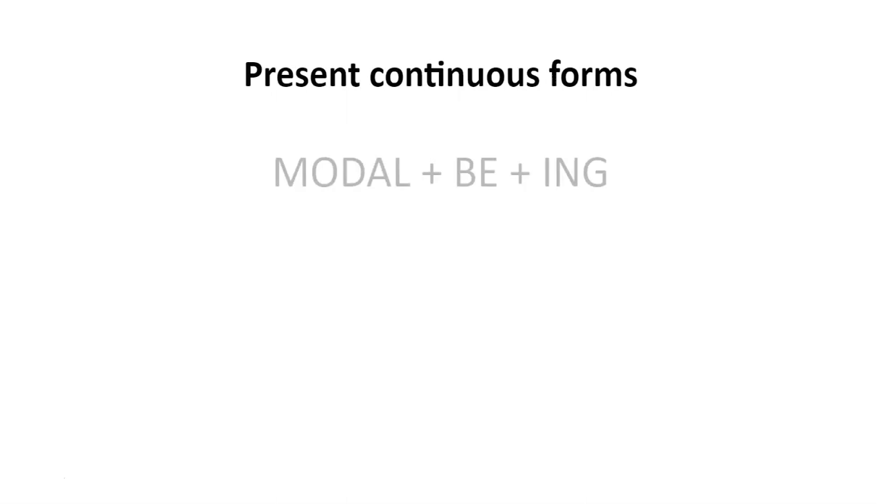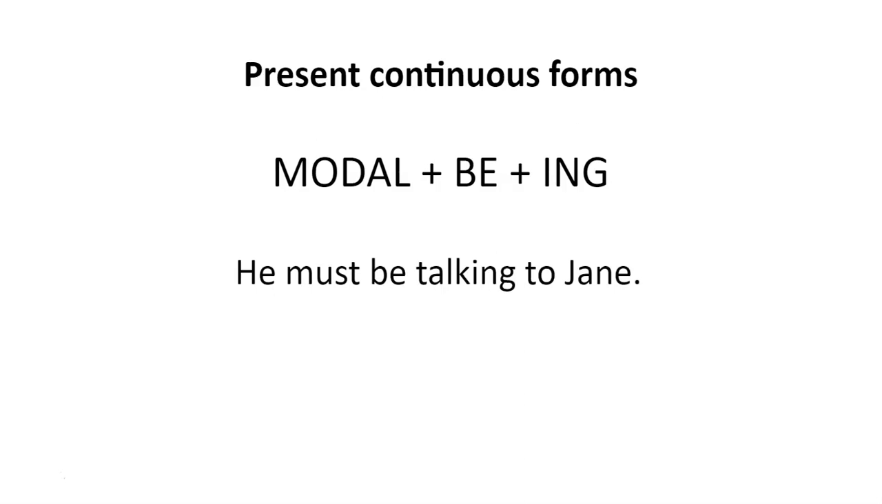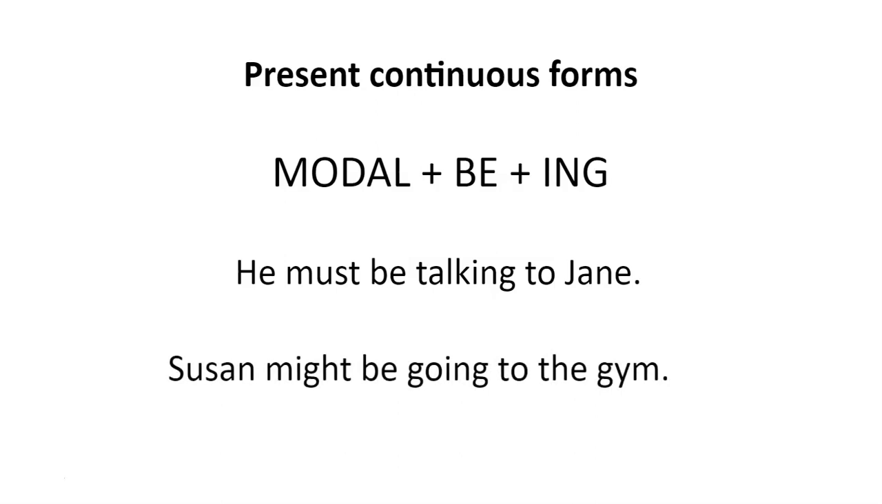Now that we're at a higher level, we also need to be careful that we can use modals in the present continuous form. How we do this is we use the subject, the modal, the verb to be, and then the verb in the ing form. For example, he must be talking to Jane. Instead of he must talk to Jane, no, he must be talking to Jane. We're talking about something that is happening right now in this moment. Susan might be going to the gym. We see Susan in the street, she's walking, and we are thinking that it's possible that she is going to the gym. She's walking to the gym.